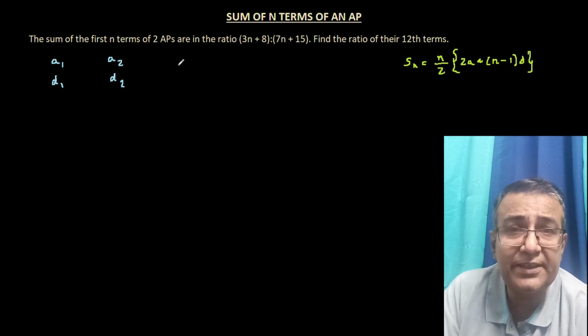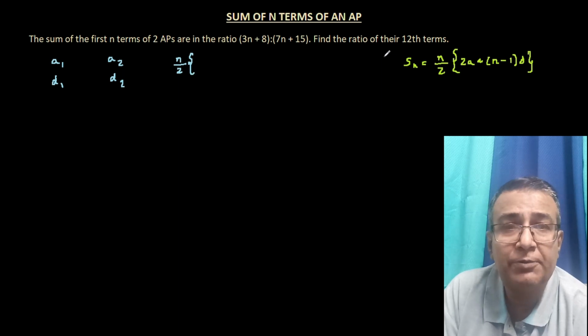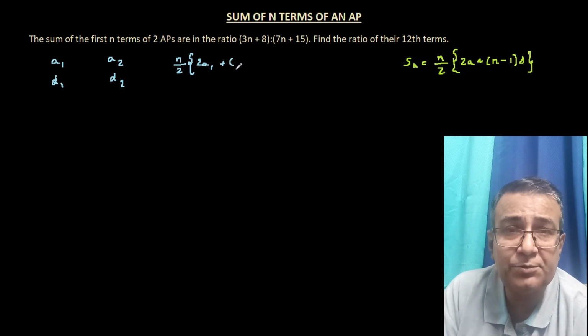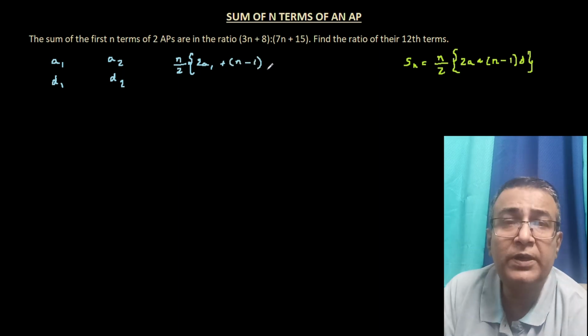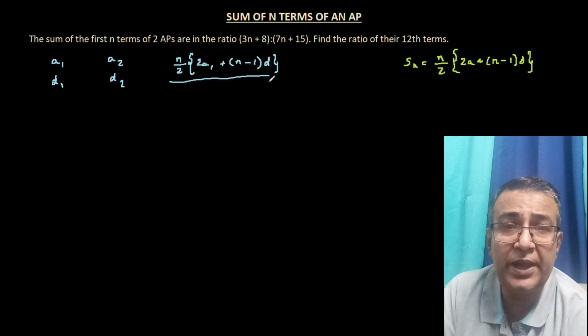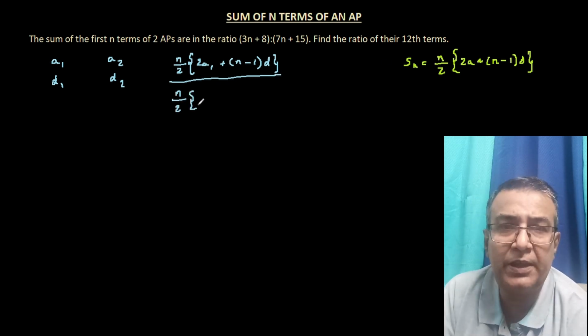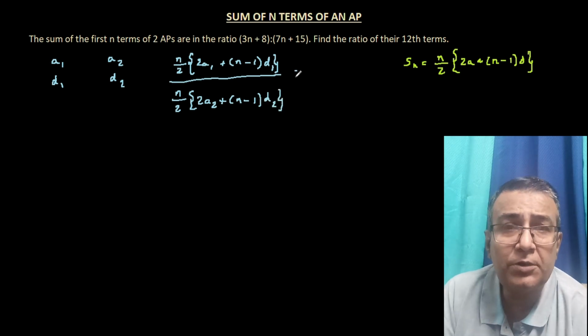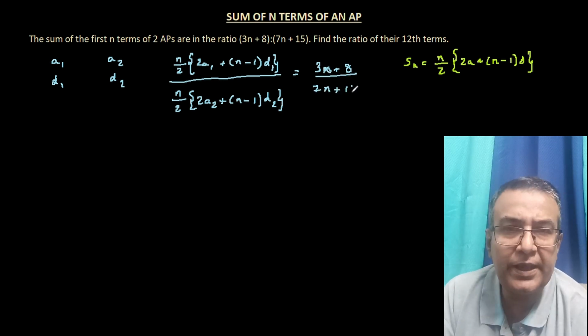Now since it says that it's the ratio of the sum of first n terms, we'll have to write the formula for n terms only. So it will be n over 2 times 2a1 plus n minus 1 times d1 over n over 2 times 2a2 plus n minus 1 times d2. The ratio of these two terms is given to us as 3n plus 8 over 7n plus 15. We can see here that n over 2 and n over 2 can get cancelled.